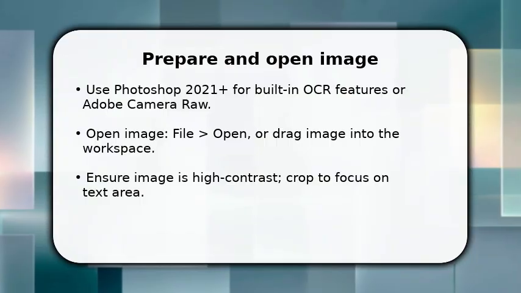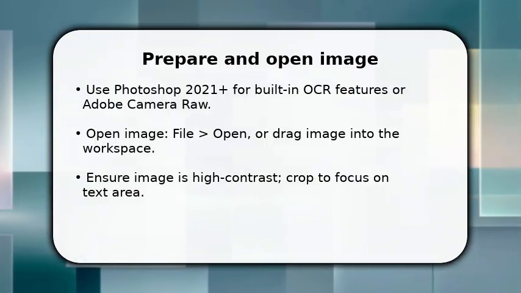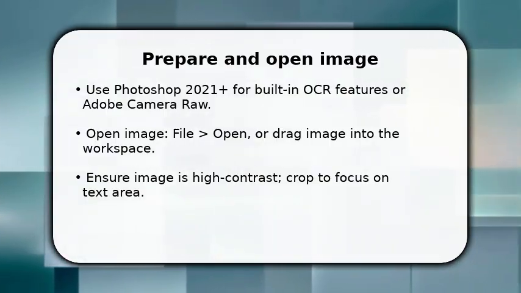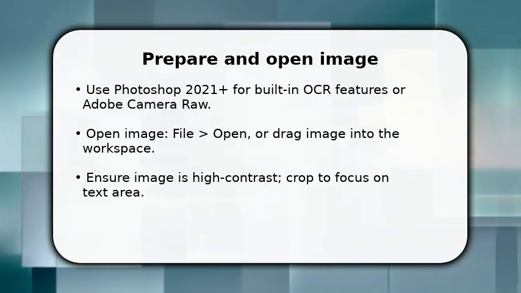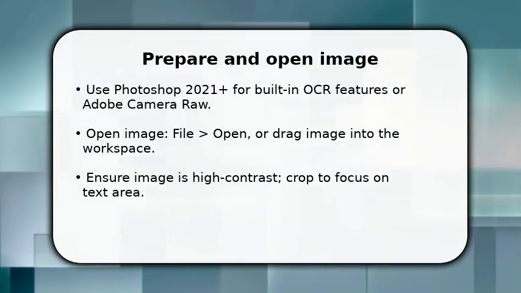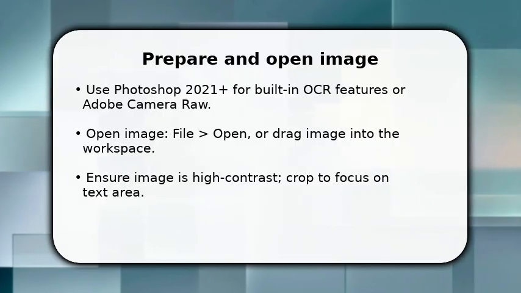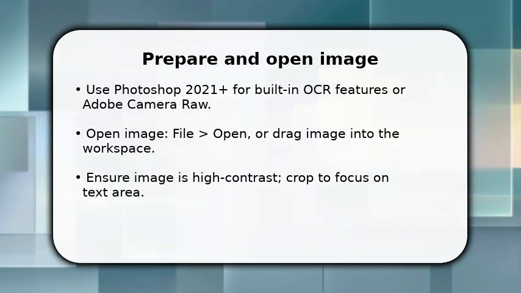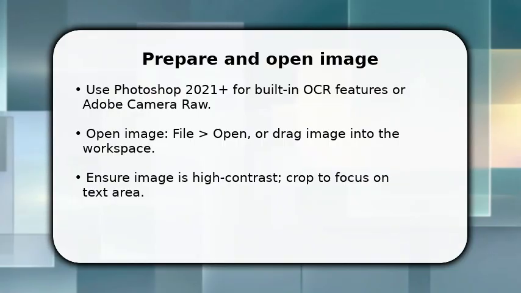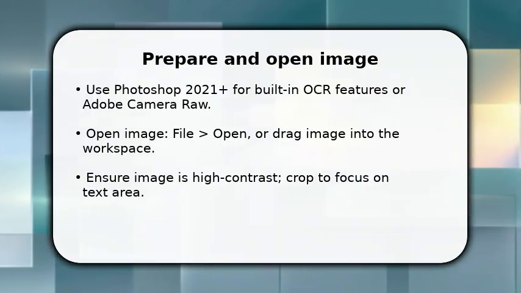You start by opening the image in Photoshop and confirming you have a version that supports text recognition. You want a high contrast, reasonably straight text area. Crop and rotate now so the text fills the frame. Once done, convert to a standard RGB profile and duplicate the background layer.